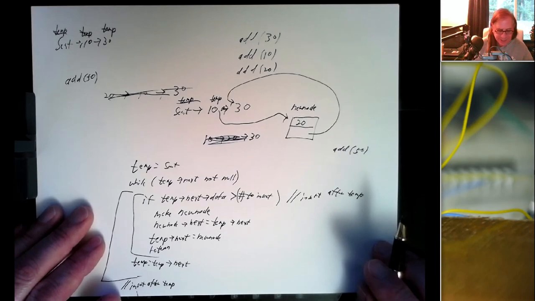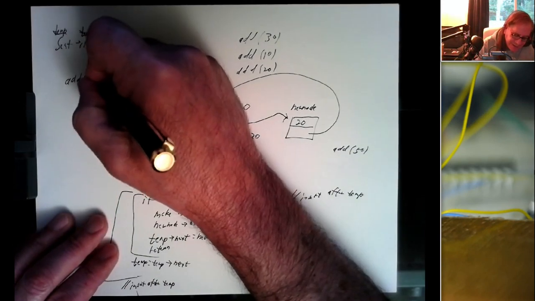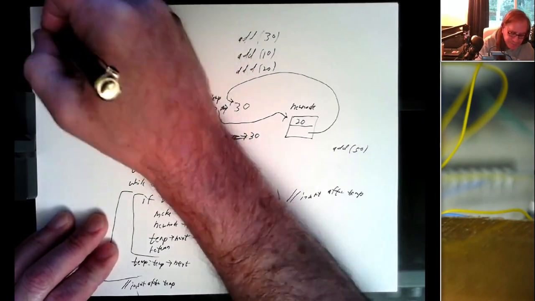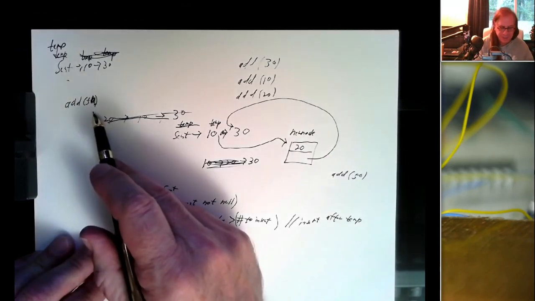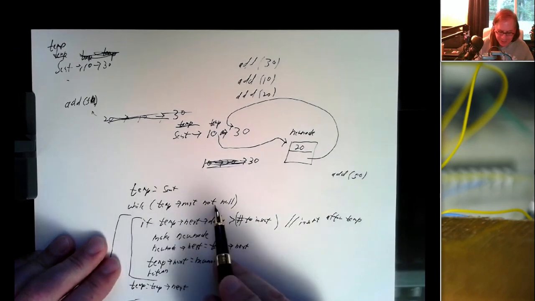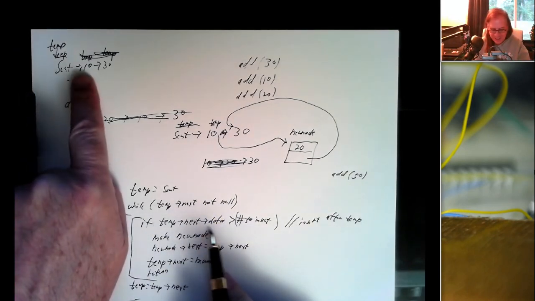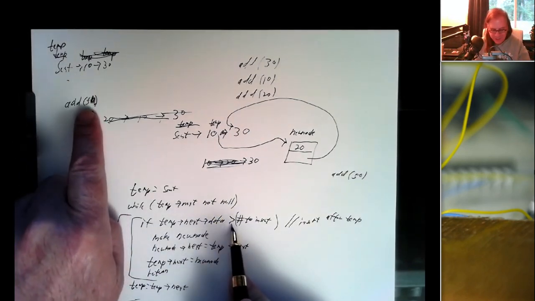And the other edge case, if we wanted to add a 5, for example, we would start with temp pointing to the sentinel. We're trying to add a 5. Temp next is not null. Temp next data is 10. That's bigger than the thing we're trying to insert.